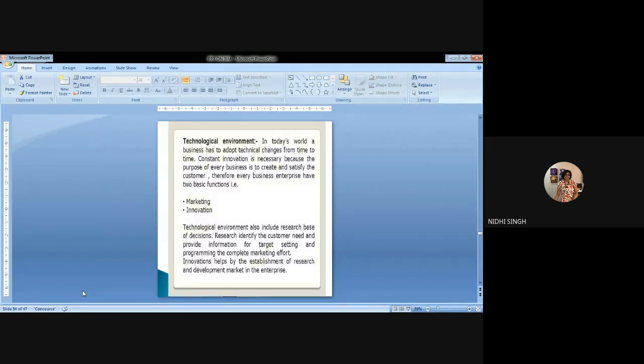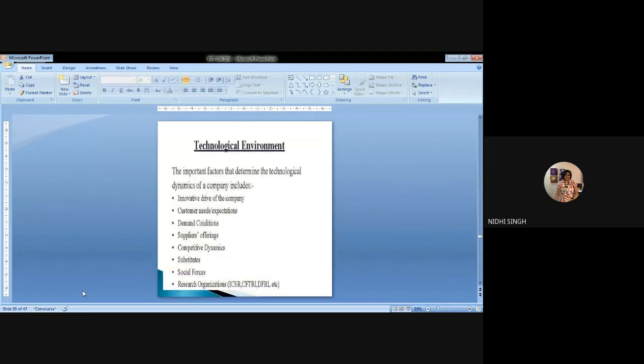Okay? Now, technological environment, in everyday business it is necessary. Technologies are changing, innovative drive to company, customer need and expectation, demand conditions, supplier offering, competitive dynamics, substitute, social forces and research organizations. These are the factors that determine the technological dynamics of a company.